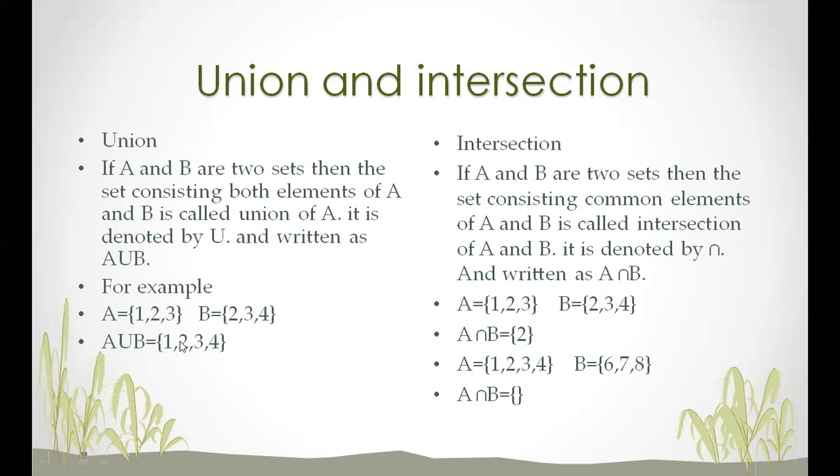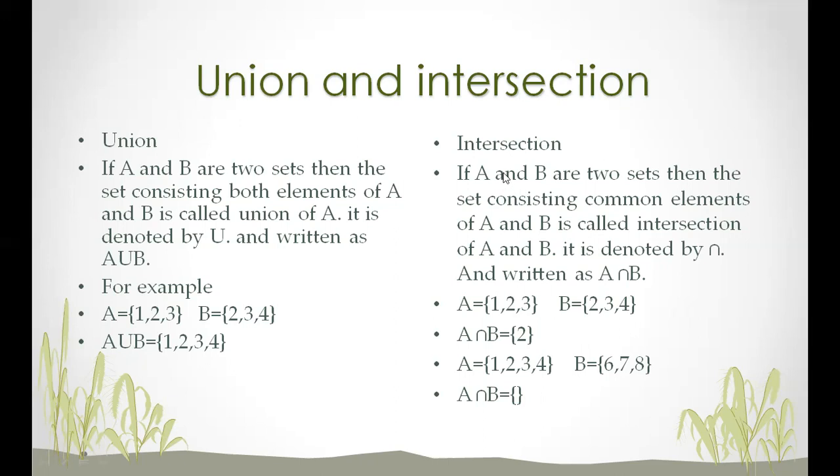So avoid repeating. For example, here we include 2, then next time we do not write 2, 3, 4. So 1, 2, 3, 4 contains all the elements of set A and all the elements of set B. That's why this is the union of A and B.